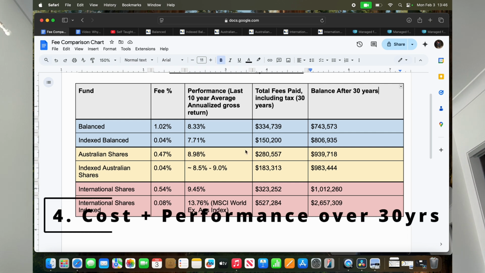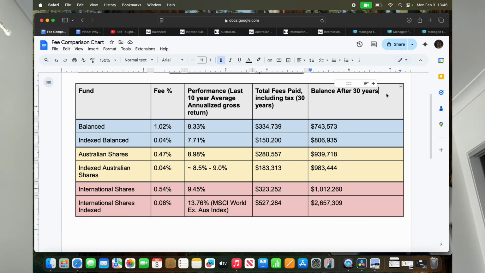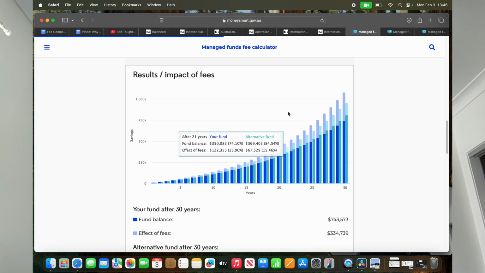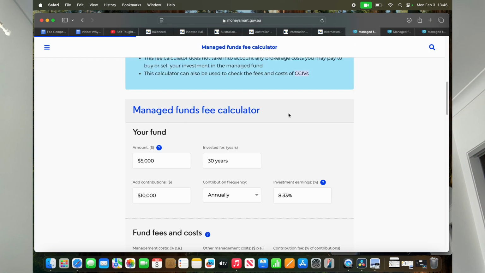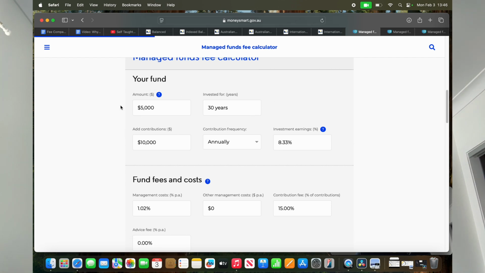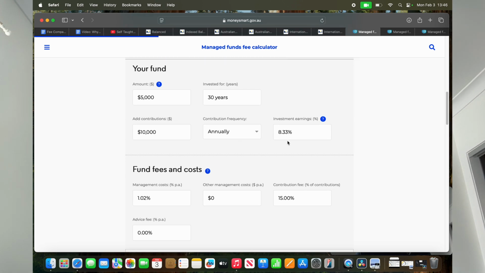Now, our fourth and final thing we want to look at is the performance over the long term. So I'm going to be looking at 30 years. And I plugged these numbers into a managed funds fee calculator. So this is our balanced fund. I started it with a $5,000 investment. We're investing for 30 years. We have contributions of approximately $10,000 annually, at 8.33%.